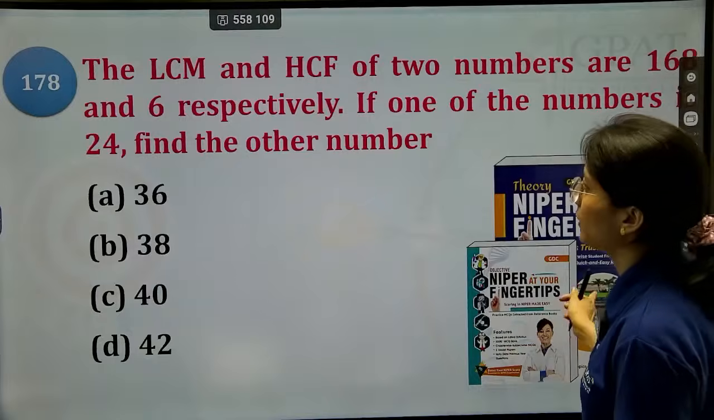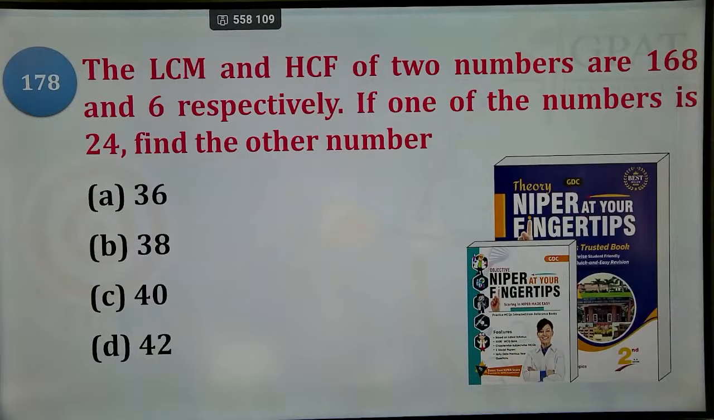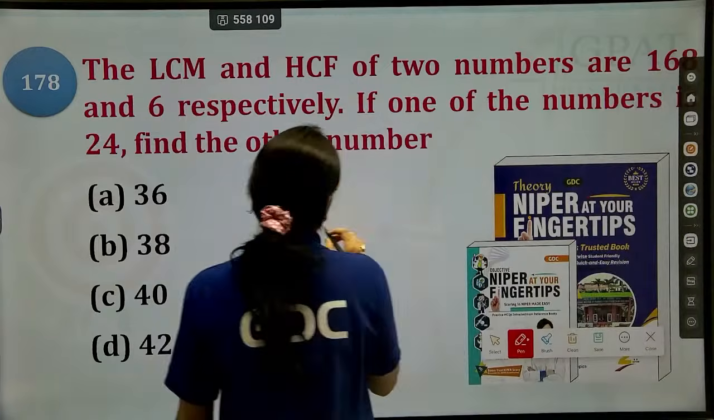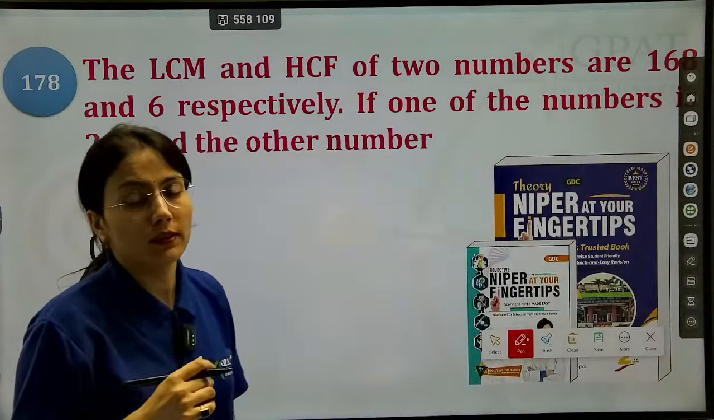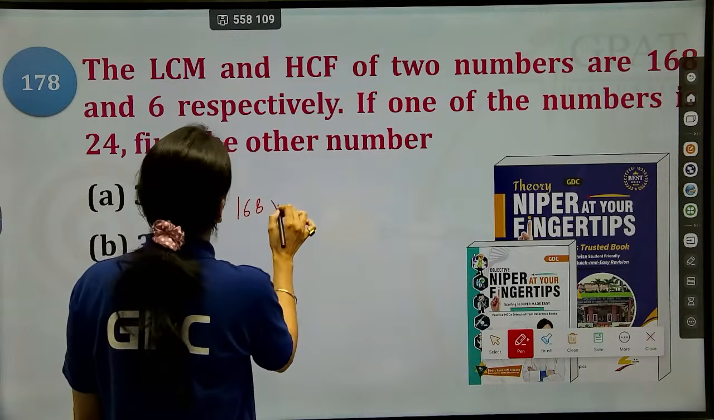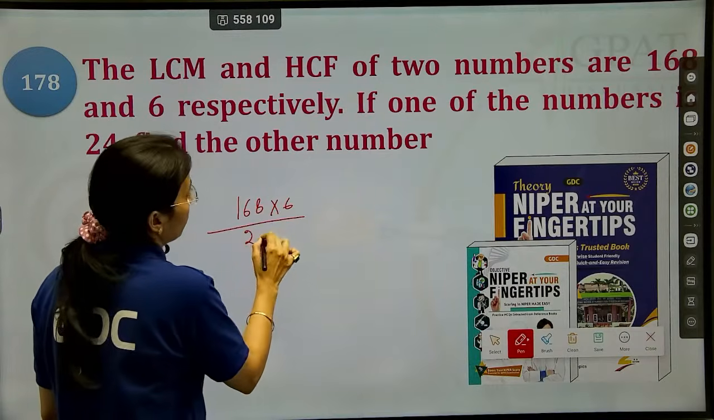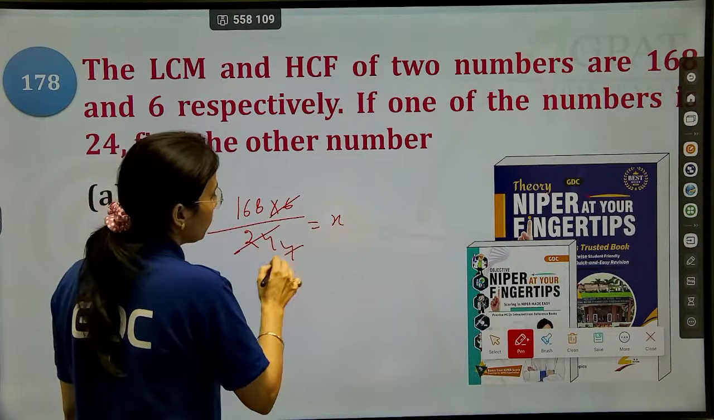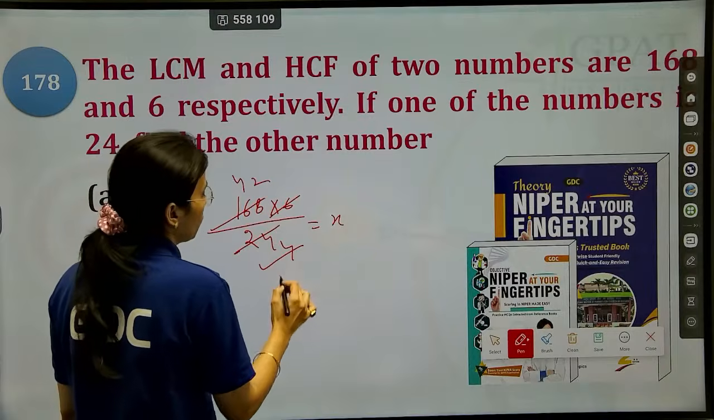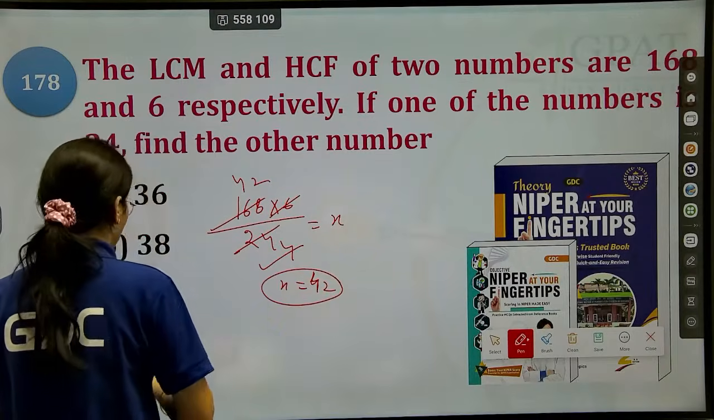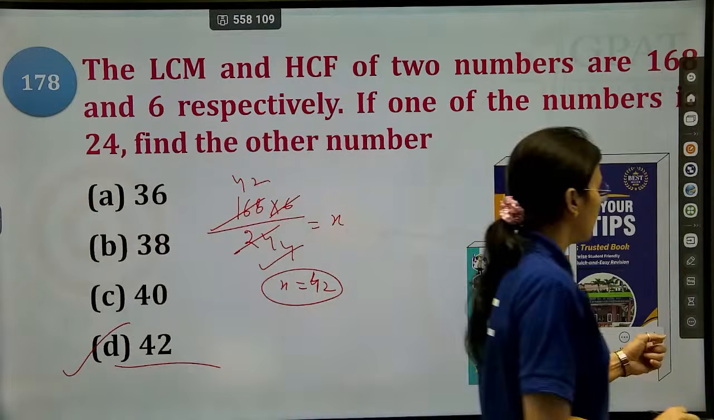Now the next question. The LCM and HCF of two numbers are 168 and 6. If one number is 24, we can directly use the formula: LCM into HCF is equal to product of two numbers. So 168 multiply 6 upon 24, we will get another number. 6 4 is 24, 4 4 is 16, 4 2 is 8. So another number is 42. So option number D is correct.